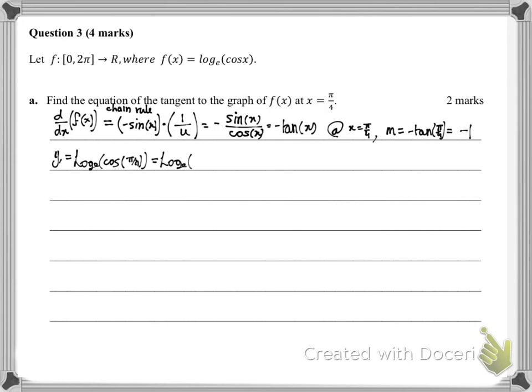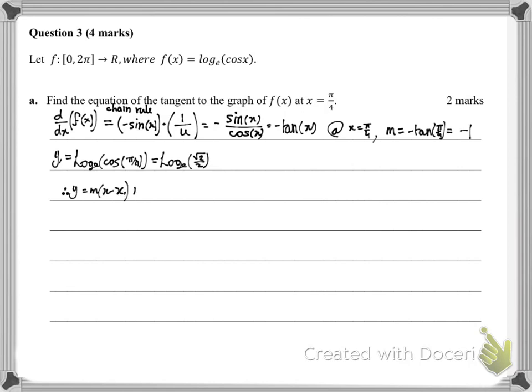We've got to get the y coordinate at this x coordinate, x equals pi on 4. So we sub x equals pi on 4 into the original equation itself and evaluate to get a y coordinate. We're getting log of root 2 on 2.